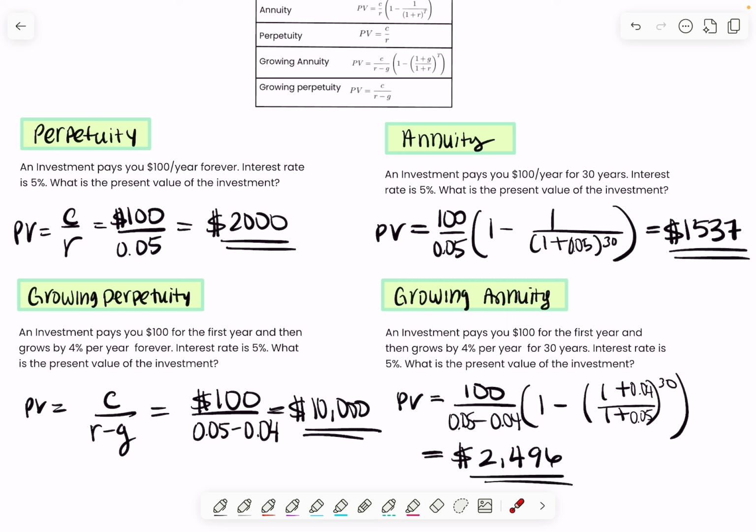$2,496. That means that an investment that's paying you $100 for the first year and then grows by 4% per year for only 30 years, so not forever, is actually worth $2,496 today. And again, that makes sense because everything here, the growth rate, the interest rate, the amount that they're paying you is the same except for the time. Here they're paying you forever. Here they're paying you for 30 years. So an investment that has everything the same, but is only paying you for 30 years is going to be worth less than one that's going to be paying you forever. So that makes sense. The numbers add up.